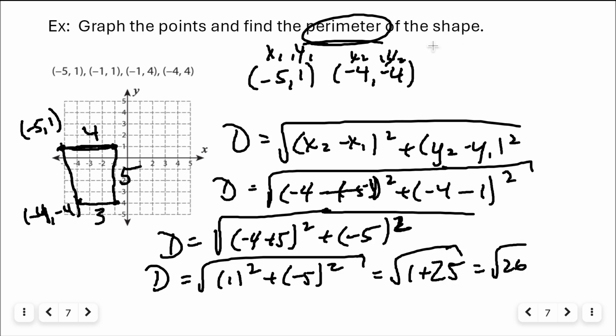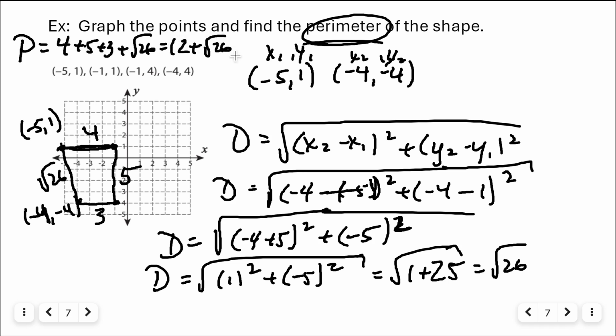So now my perimeter, so this side square root 26, is 4 plus 5 plus 3 plus square root 26. So now you got to remember some rules about square roots. You can add the 3 whole numbers, so that's 12, but then I can't add the square root to that unless I had this as a decimal. So my perimeter is 12 plus square root 26, all right? And that would be my answer.